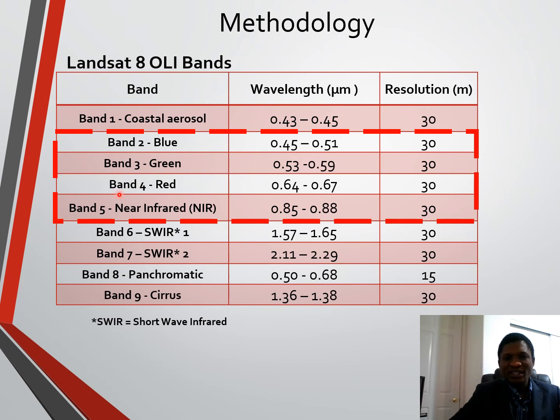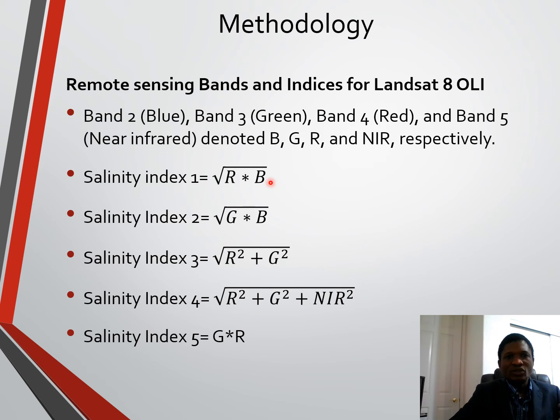So these are the bands that I mentioned. The Landsat 8 OLI has different bands. Here, the bands of focus are band 2, 3, 4, and 5, and these are the names of the bands with their wavelengths and their resolutions. Once we are able to do all this correction, we get reflectance in bands 2, 3, 4, and 5, and then the combination of the bands.